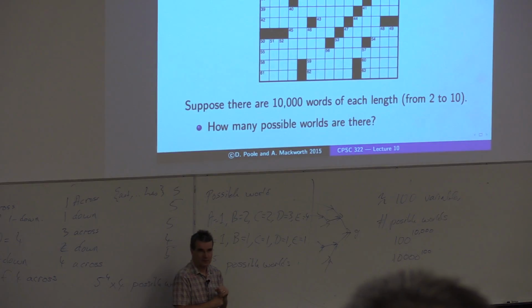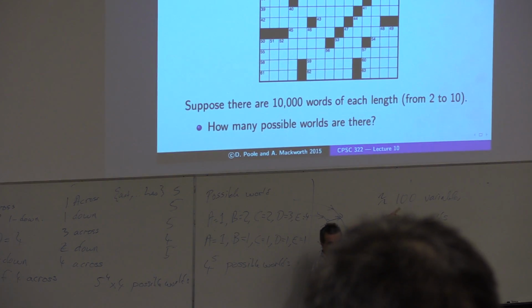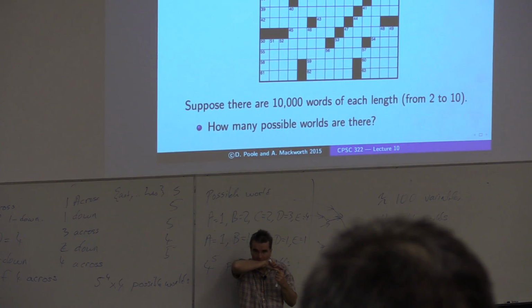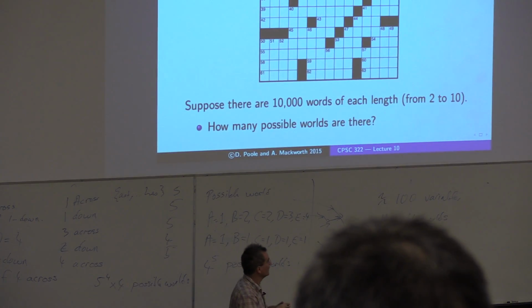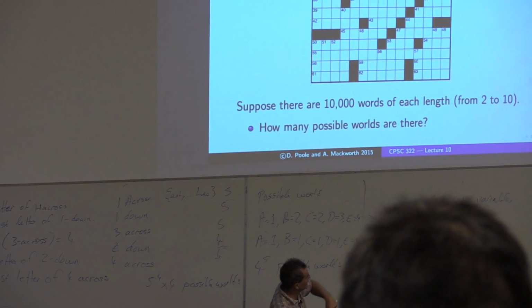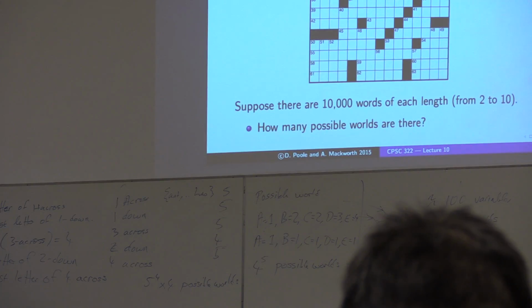Which one is it? The first variable, there are 10,000 choices. The second one. No, there would be, but there are more squares than 100. This is the answer. That's wrong.